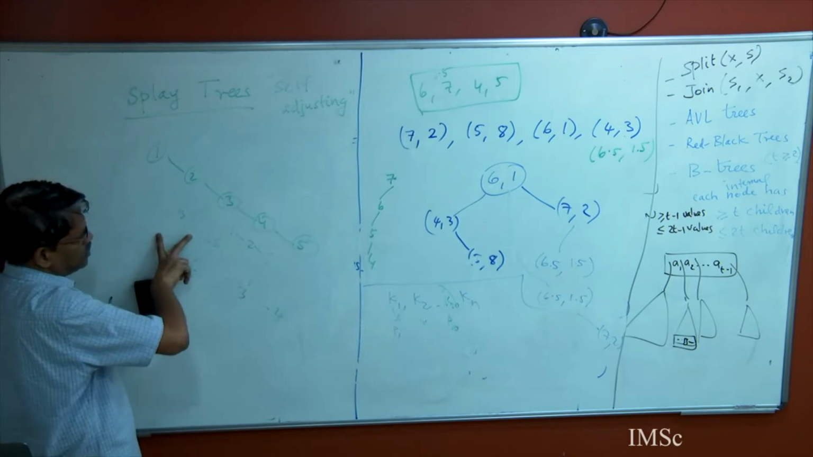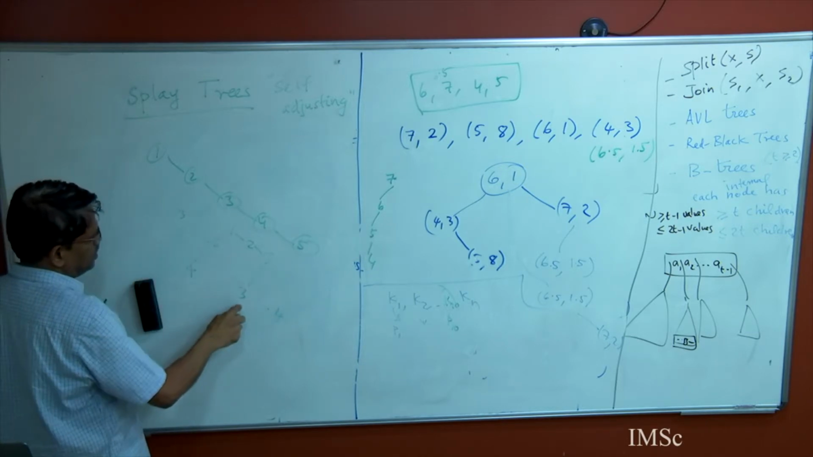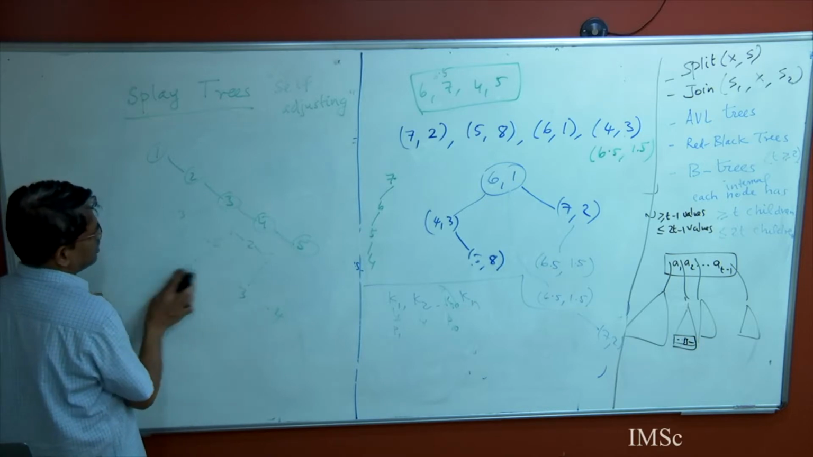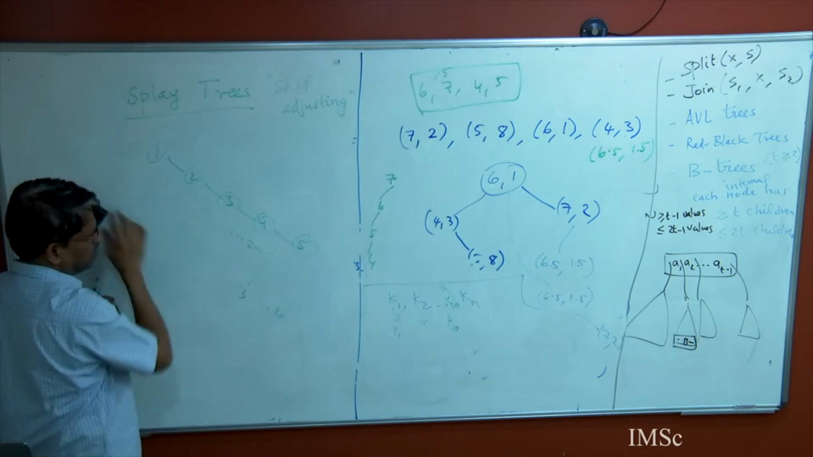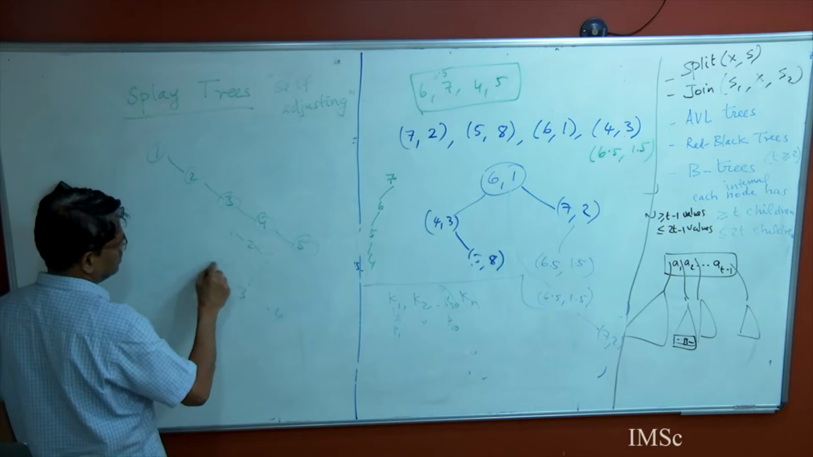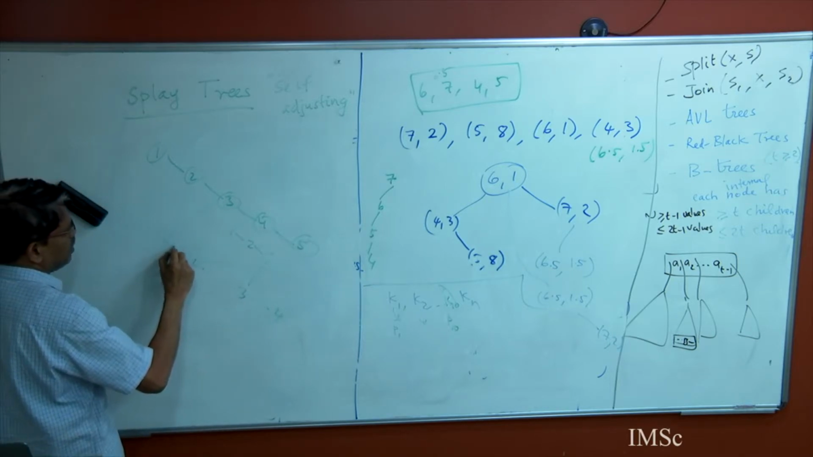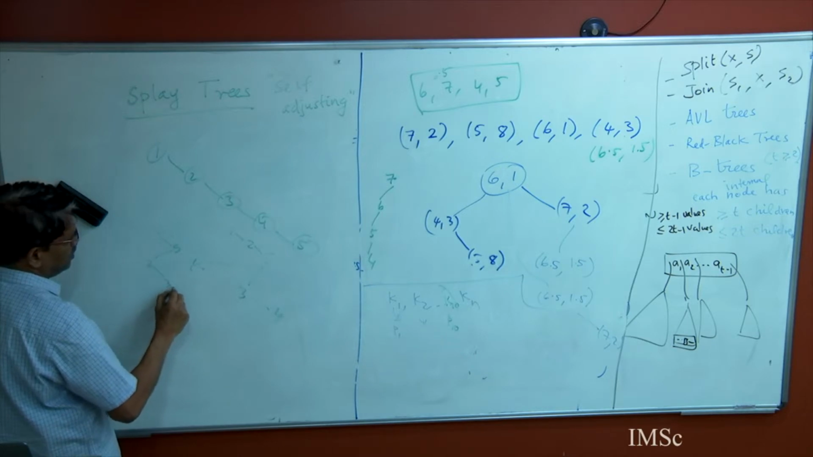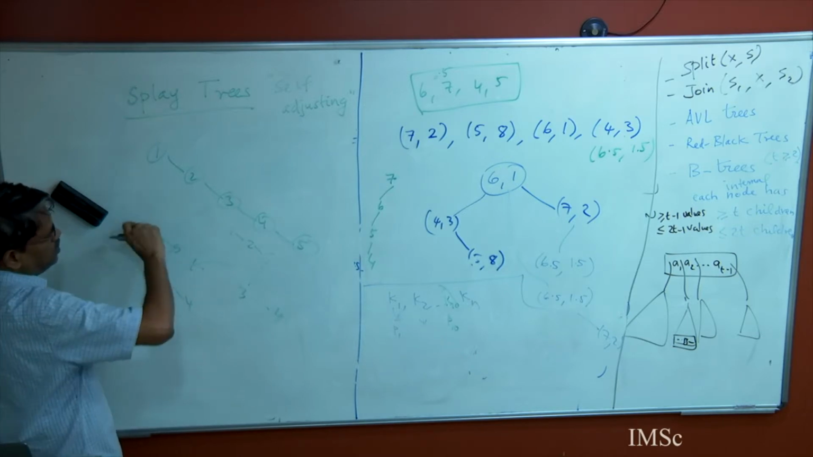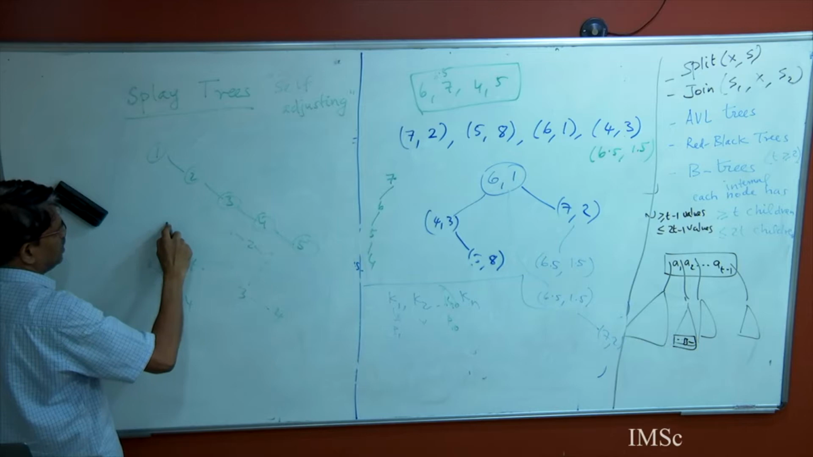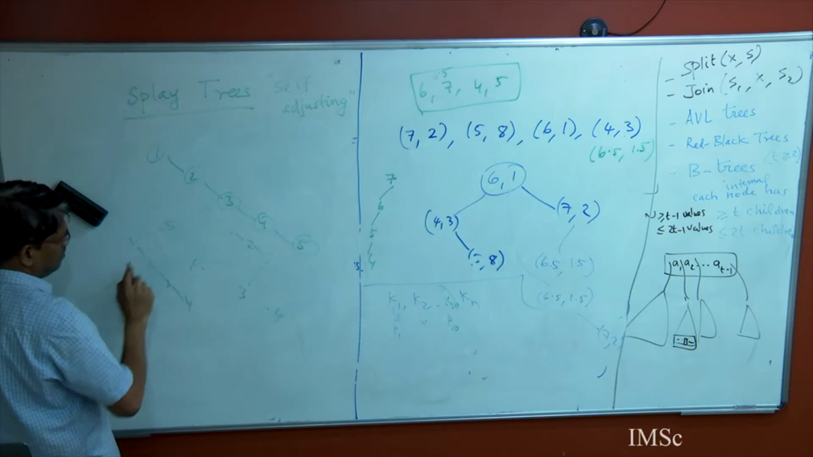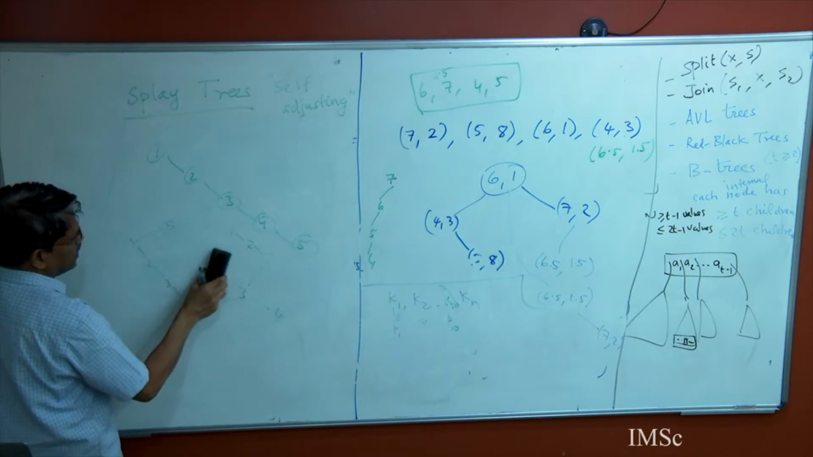Then I am doing a left rotation. So 5 will be here, 3 and 4 are here. Then I am doing another rotation. So it will be 1, 5, 2, 3, 4. And one more rotation, 5 will go up, and the final tree will be like this.